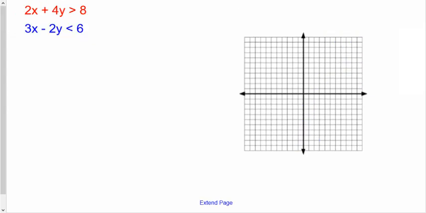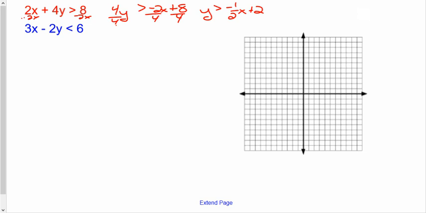All right, our last one has two lines that are both in standard form. So both of these, you are going to have to convert to slope-intercept form. So again, we're going to subtract 2x, and I'm just going to bring it over here to the right. So you got 4y is greater than -2x plus 8. Divide by 4 to get y by itself, and we get y is greater than -1/2 x plus 2.